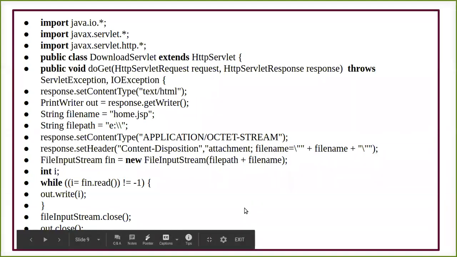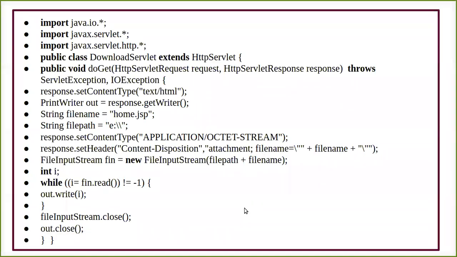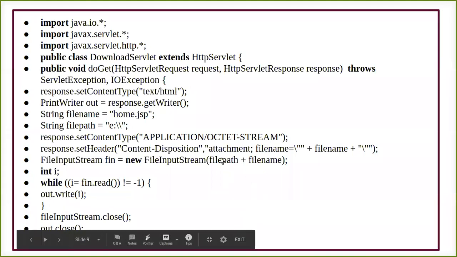Now as I told you, we have to make use of the stream class. First, we have to read the file. Reading the file means we check whether the file is available in the defined path, in the defined directory. The file I want to read is home.jsp, and I want to read it from the E drive. So I'm going to pass the file name and the drive path to my input stream class constructor.